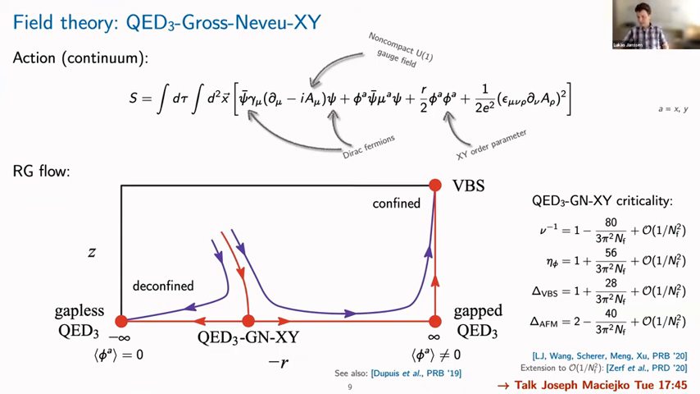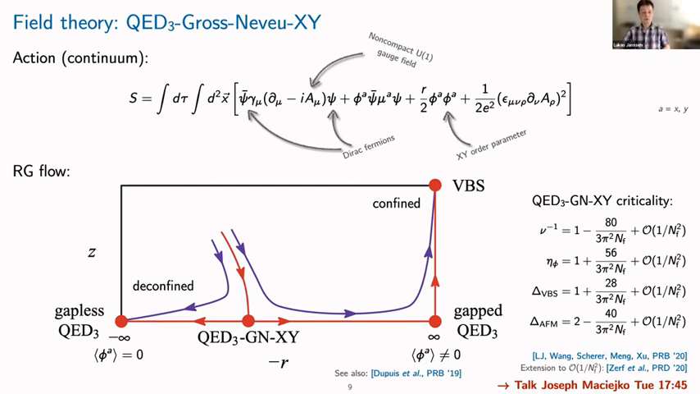So anyway, the point here is that the monopole fugacity is irrelevant at the quantum critical point, but it becomes relevant once the fermions acquire a band gap. And that's the confined phase. So this quantum critical point basically describes a continuous transition between a confined XY ordered phase, the VBS phase, and a deconfined Dirac spin liquid phase.